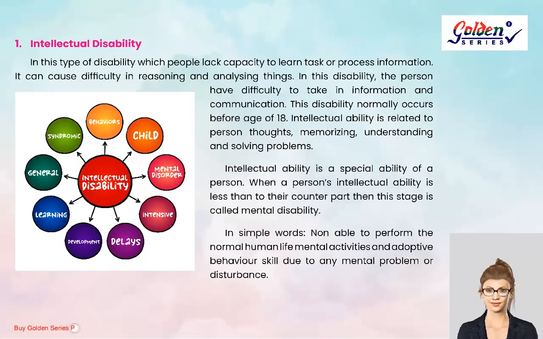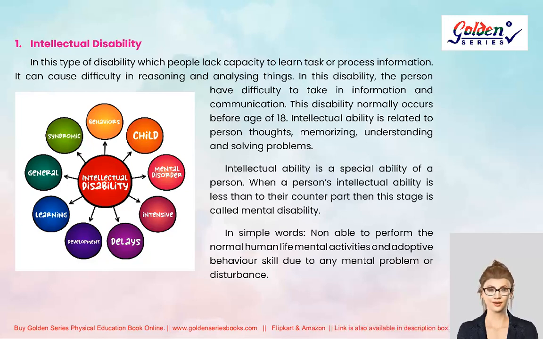Number 1. Intellectual disability. In this type of disability, people lack capacity to learn tasks or process information. It can cause difficulty in reasoning and analyzing things. In this disability, the person has difficulty to take in information and communication. This disability normally occurs before age of 18.